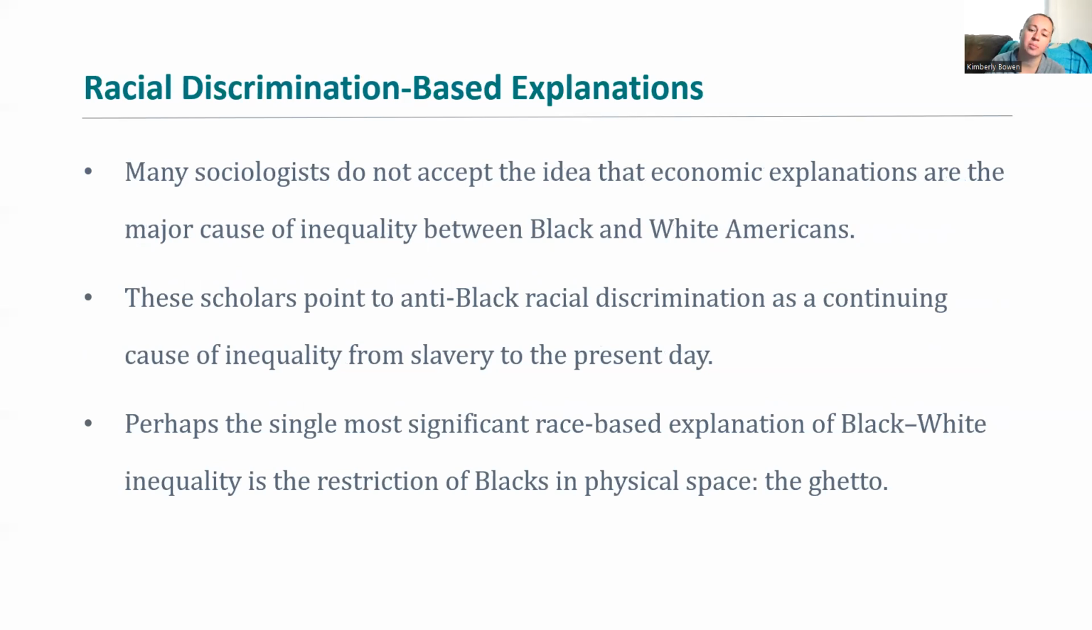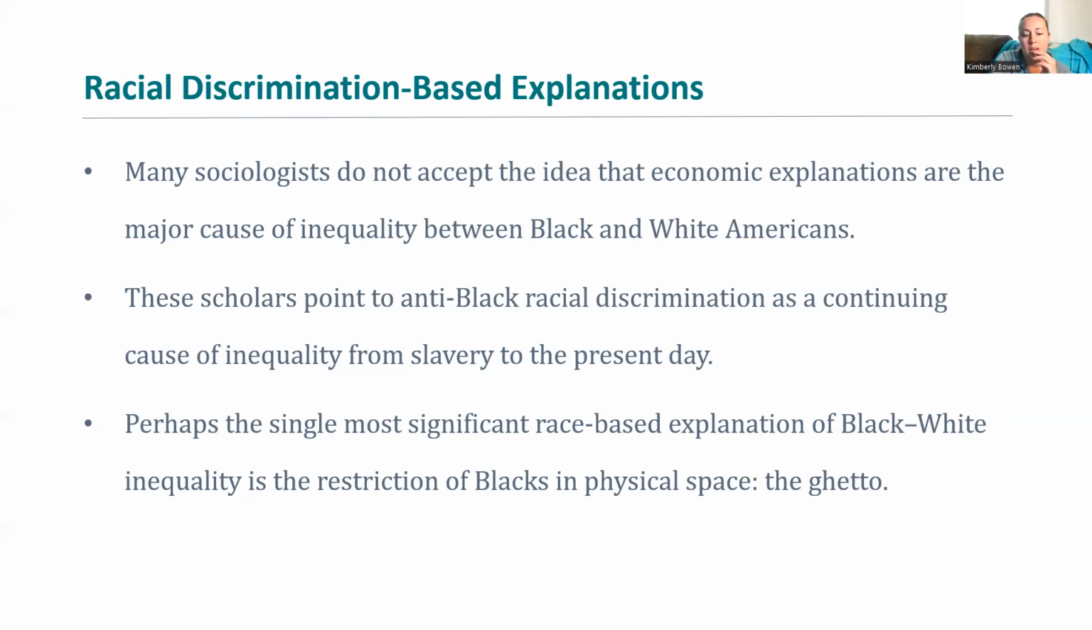Many sociologists do not accept the idea that economic explanations are the major cause of inequality for Black and white Americans. These scholars point to anti-Black racial discrimination as continuing to cause the inequality from slavery to present day. And these things can also not be one or the other. These things can be intertwined, systemically creating a lack of access and opportunities to economic equality, or economic situations that stem from assumptions and understandings based on discrimination and discriminatory policies.